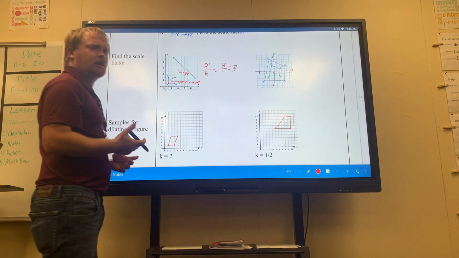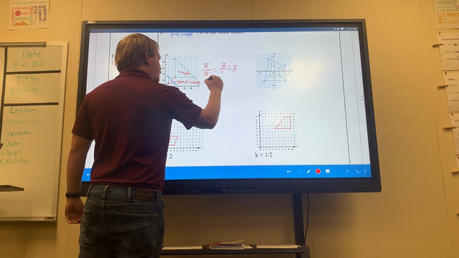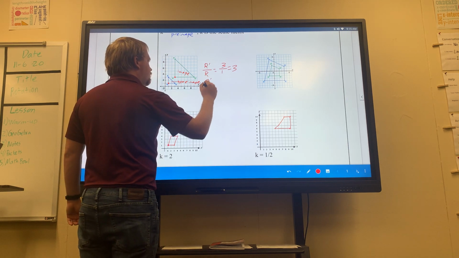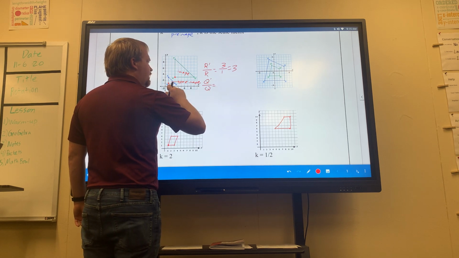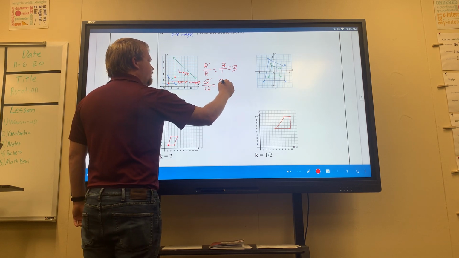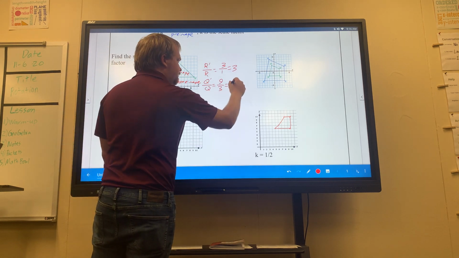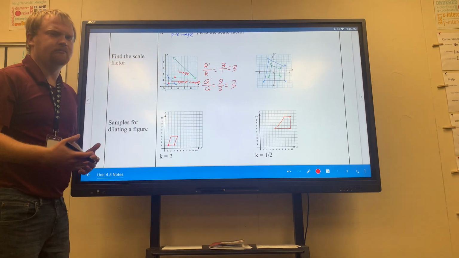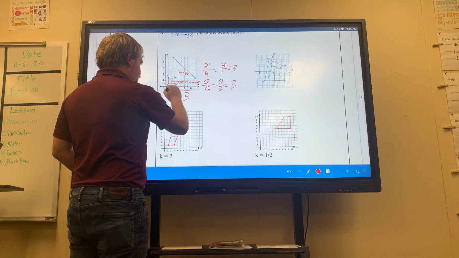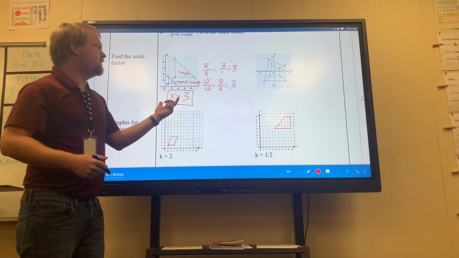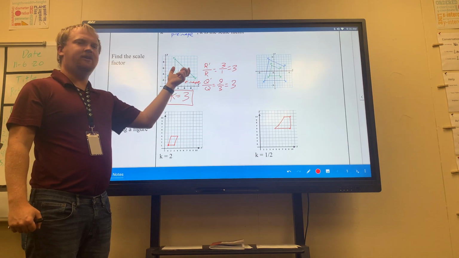And if you don't feel certain about it, let's pick another point, like Q prime and Q, and I'll use the x value still. The x value of Q prime is 9. The x value of Q is 3. 9 divided by 3 gives us 3. So my scale factor for this is actually 3, which means this is an enlargement. This figure in the blue is getting bigger.